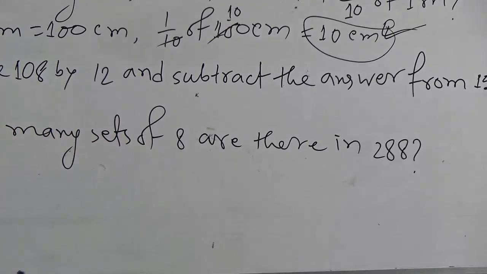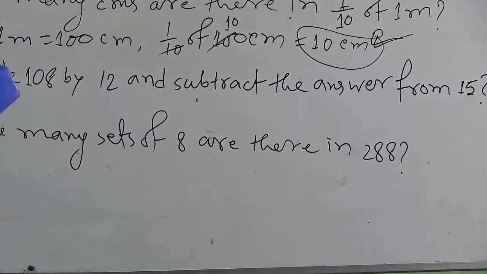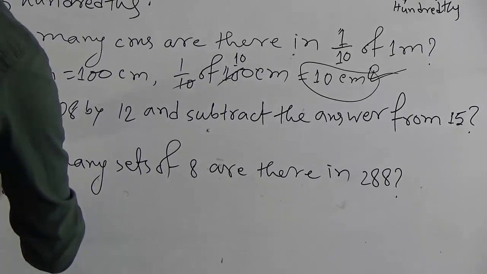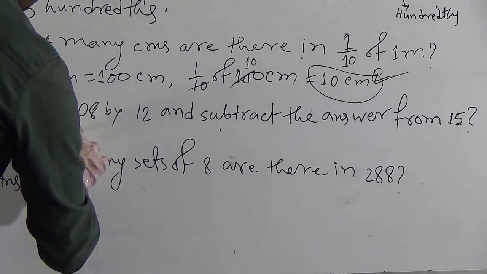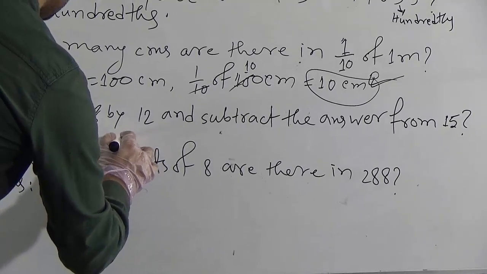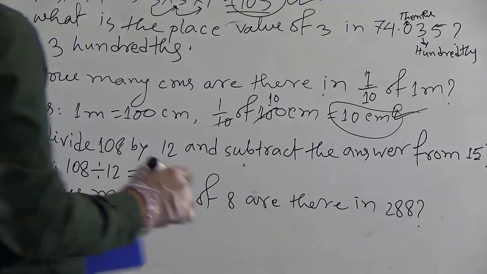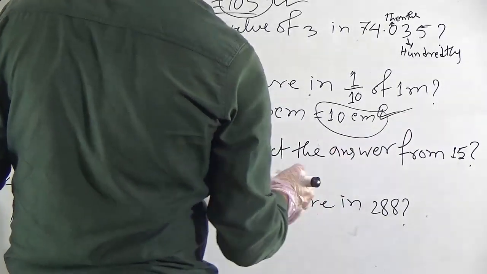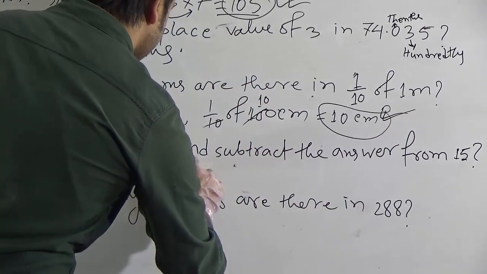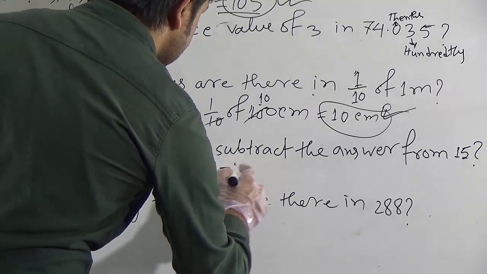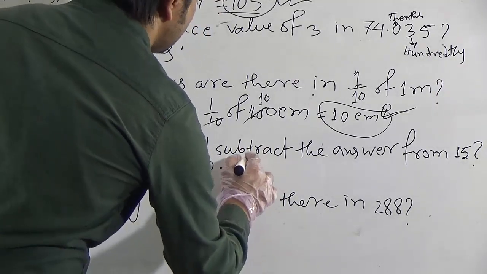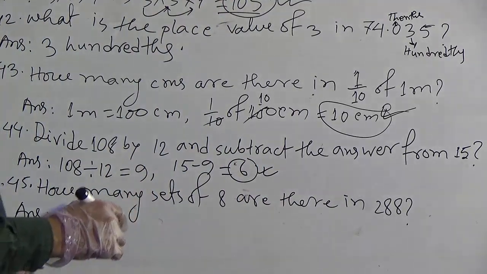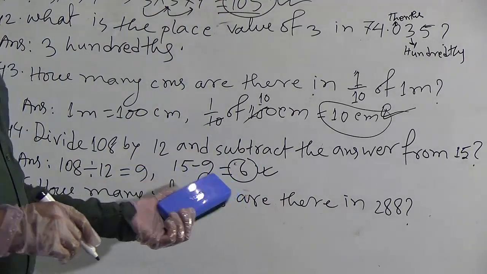Okay, now question 44. Divide 108 by 12. If we divide 108 by 12, this will be 9. Now, what is the next question? Subtract the answer from 15. So we have to subtract 9 from 15. We will get 6. So the required answer for this question is 6.